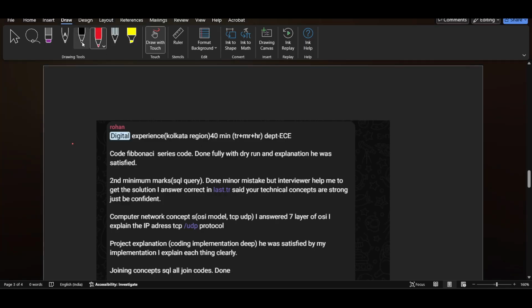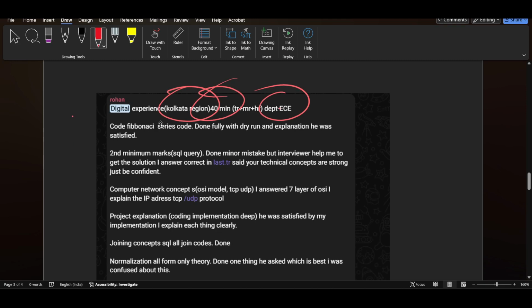Now coming back to the interview experience, let's talk about this. This is the TCS Digital interview experience, Kolkata region, 40 minutes, TR plus MR plus HR, department ECE. First of all, code the Fibonacci series, done fully with the dry run and explanation. He was satisfied. So the first question they asked is the Fibonacci code. Fibonacci is simple: you add the previous two elements and generate the new element. You can do this using iteration as well as recursion.